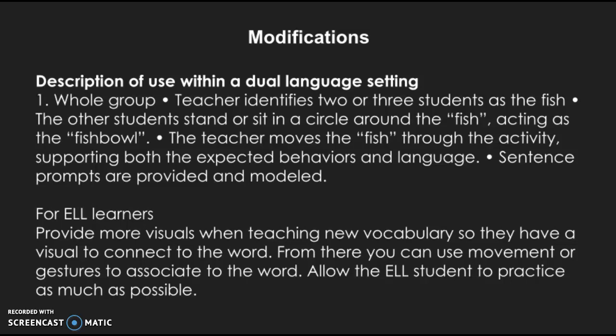Now, some modifications that you're going to use: the description of use within a dual language setting. 1, in whole group, the teacher identifies 2 or 3 students as the fish, and the other students stand or sit in a circle around the fish, acting as the fishbowl. The teacher moves the fish through the activity, supporting both the expected behaviors and language. Sentence prompts are provided and modeled. This is an activity you can do with your entire group. And this then helps the group see, okay, this is what we're doing as a group, and this is what is expected of me if I am the fish.